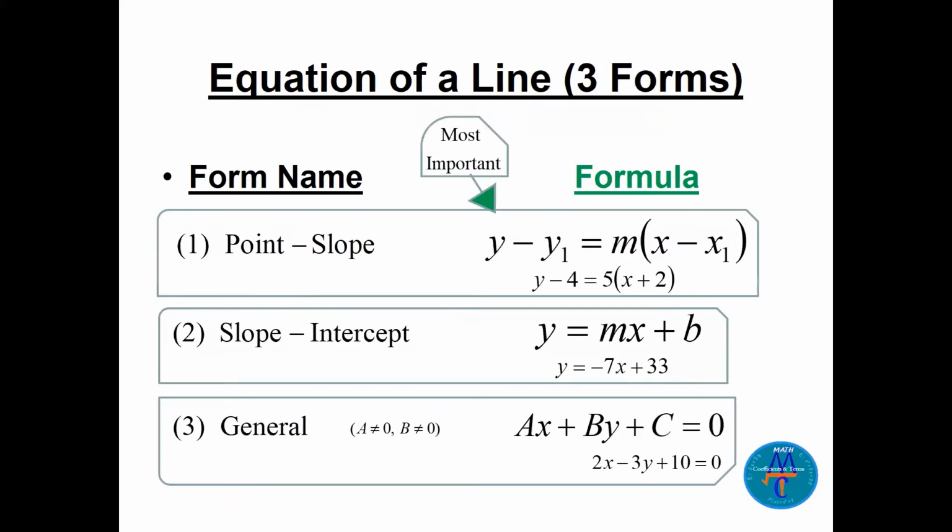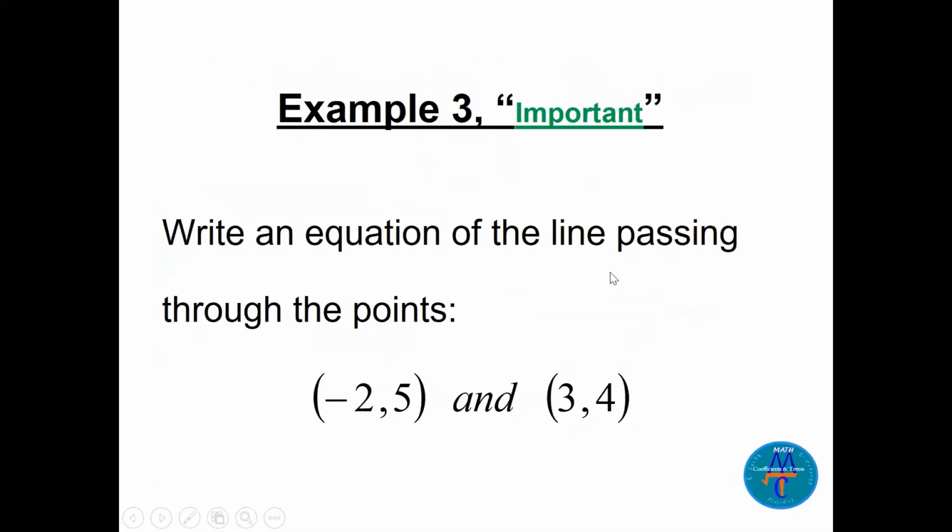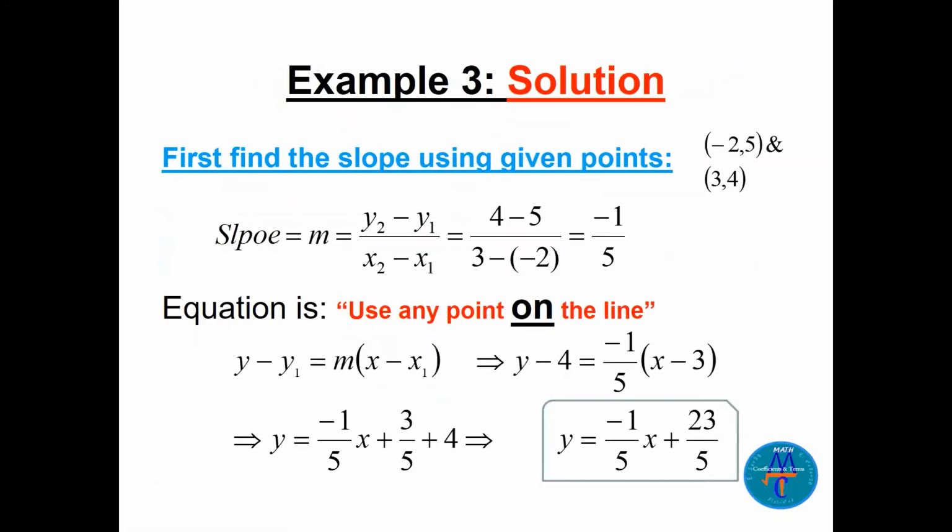I think if you go back, why not we use number 1? You see? x1, y1 is any point on the line. Make sure it is on the line. M is the slope. So for this example, I go directly to the slope. The slope is y2 minus y1 over x2 minus x1. Just make sure the numbers are correct. 4 minus 5, 3 minus minus 2, so minus 1 over 5. Use any point on the line. Make sure it is on the line.